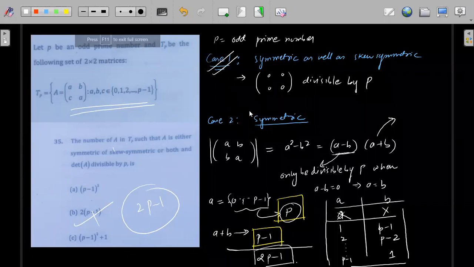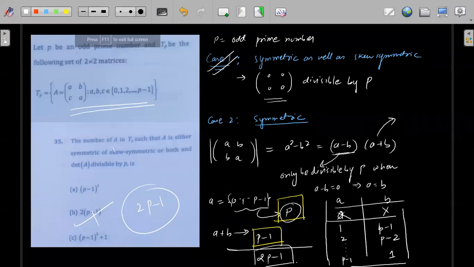So what happens is, the first case was when it is symmetric as well as skew symmetric. Only one case is possible, when it is 0 0 0 0. This case is for both, because they have asked for symmetric, skew symmetric, and both.